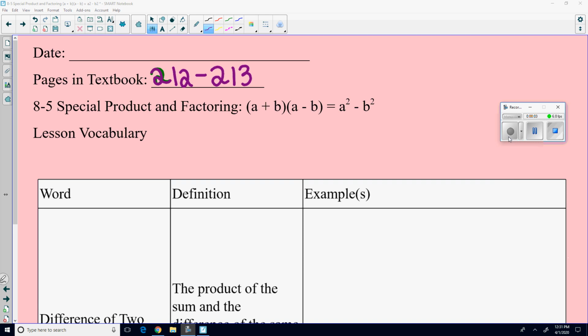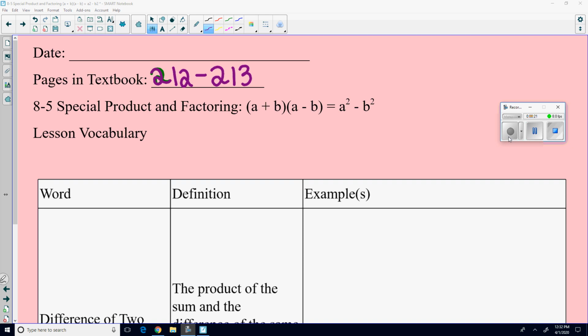Hi everybody, here is your lesson for 8.5, special product and factoring. Kind of like the last lesson where there was a special equation we could use, we have that today as well. I think this one's even easier, probably, so hopefully you enjoy this one.